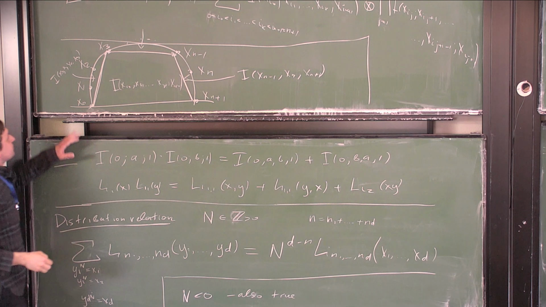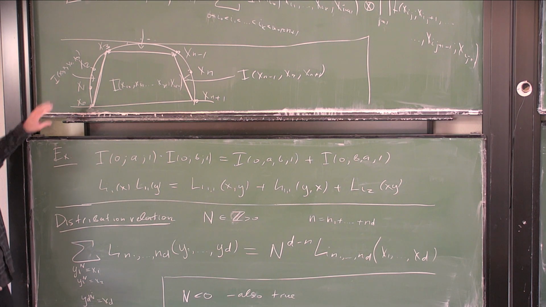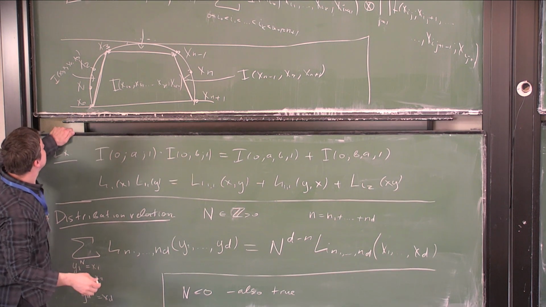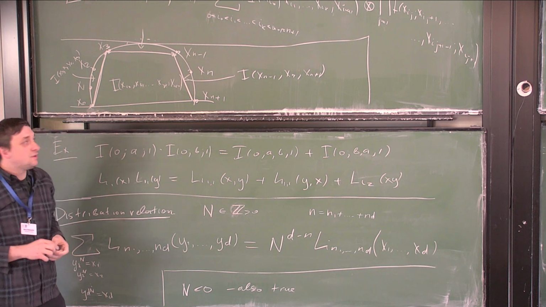I don't know, hopefully this is clear. If not, sorry, what are the indices in the polygon?